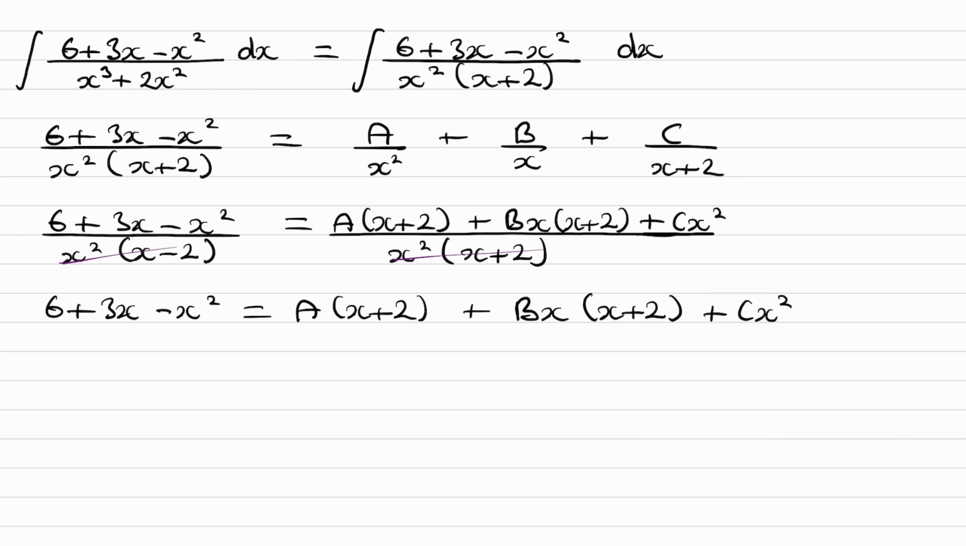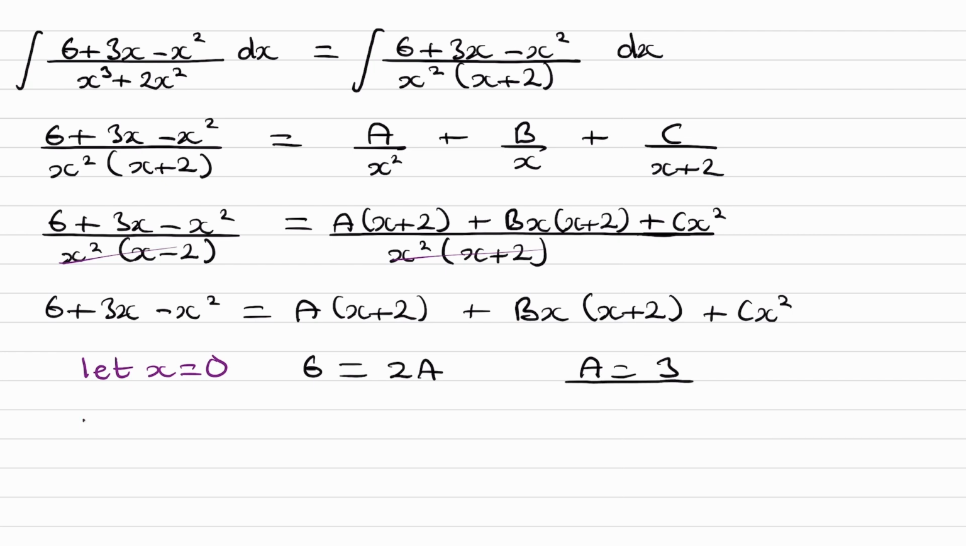And now we can start setting x to be things that make any one of these brackets or factors 0. Easiest one would be x is equal to 0 to start with, so let x equal 0. That makes these two terms 0. The left-hand side becomes 6, so 6 is equal to a multiplied by 0 plus 2, so 2a, and again, these two are just 0. So then we end up with a is equal to 3.